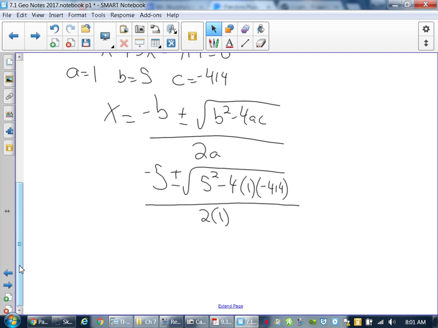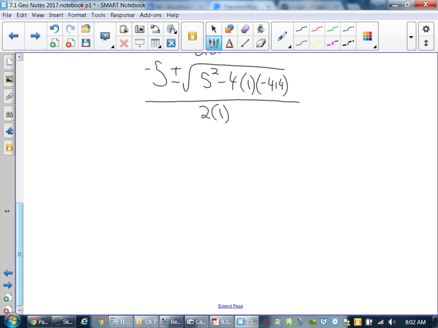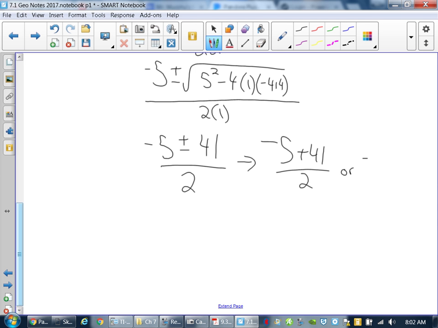I get 5 squared minus 4 times 1 times negative 414. I get 1681. Now I take the square root of that, second square root of my answer, and I get 41. Awesome, all that work for 41. So I have negative 5 plus or minus 41 divided by 2, which means it's going to give me 2 separate possible answers. I have negative 5 plus 41 divided by 2, or negative 5 minus 41 divided by 2.